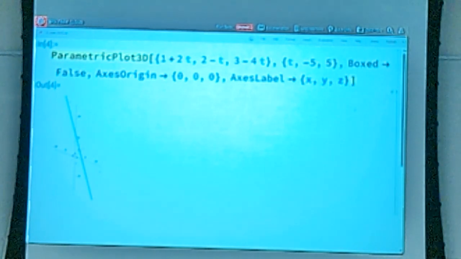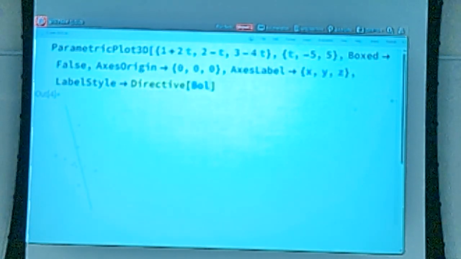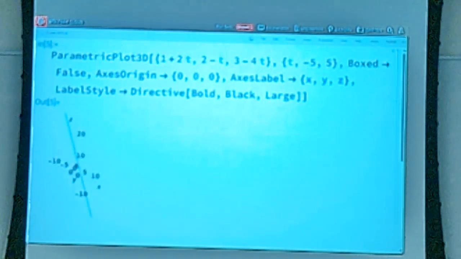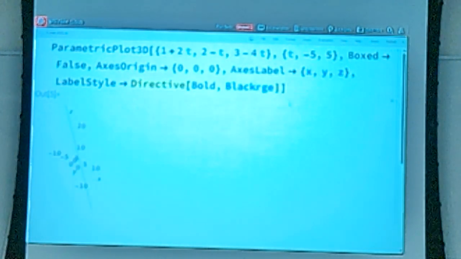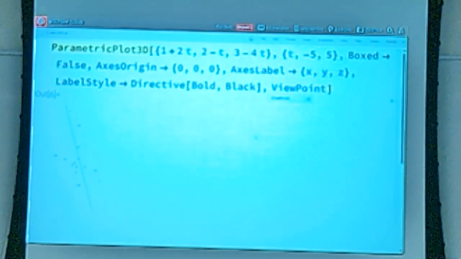And I would probably also do this. Or if you even want to just keep normal size, get rid of the large. But at least make them stand out. And then you can just pick a suitable viewing window. So you can also do this. Viewpoint.